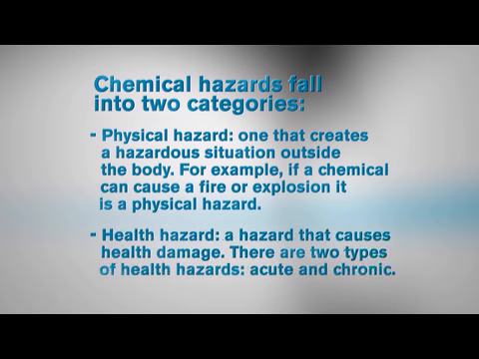A health hazard, on the other hand, is a hazard that causes health damage. There are 2 types of health hazards: acute and chronic. An acute health hazard does damage to your body in a short amount of time. For example, if you're washing dishes and you get dish detergent in your eyes, it immediately stings. Or if you use a soap that irritates your skin, it could cause a rash. A chronic health hazard affects the body slowly. For instance, breathing in gasoline fumes on a daily basis can cause lung cancer. Or, as many of us have heard before, breathing cigarette smoke can cause lung cancer.